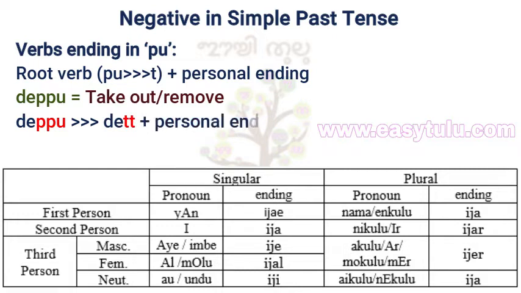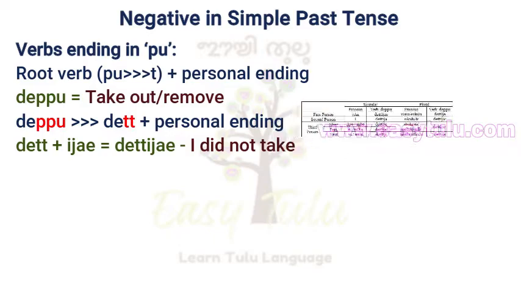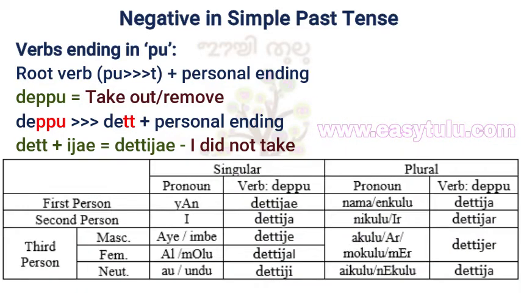So deppu will be changed to dett in past tense. Then add negative personal endings. Negative personal ending for yanu is ija. Deppu plus ija. Dettija means I did not take. Yanu dettija. I did not take. E dettija. You did not take.